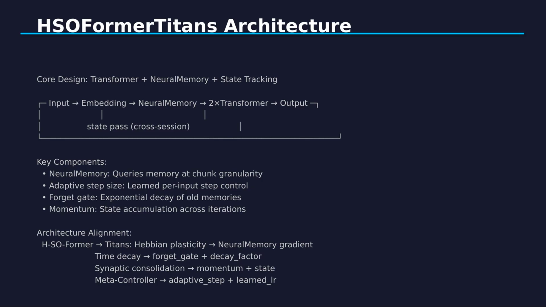Key components include neural memory for chunk granularity memory queries, adaptive step size for per-input update control, forget gates for exponential decay of outdated information, and momentum for state accumulation across multiple iterations.